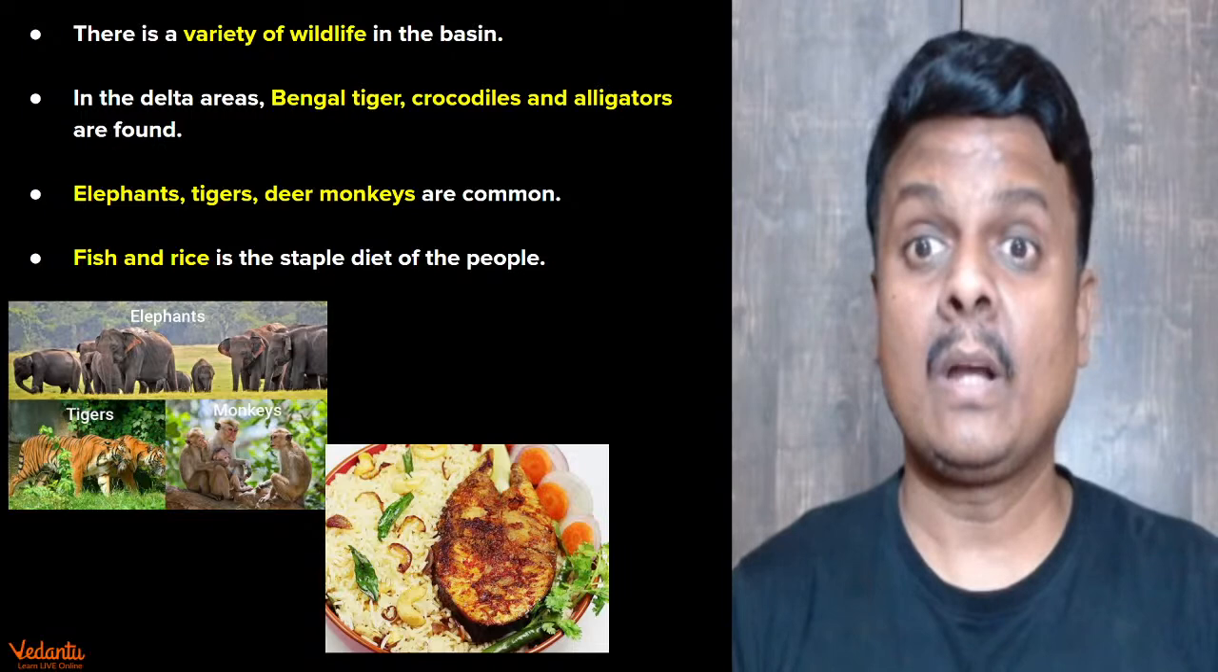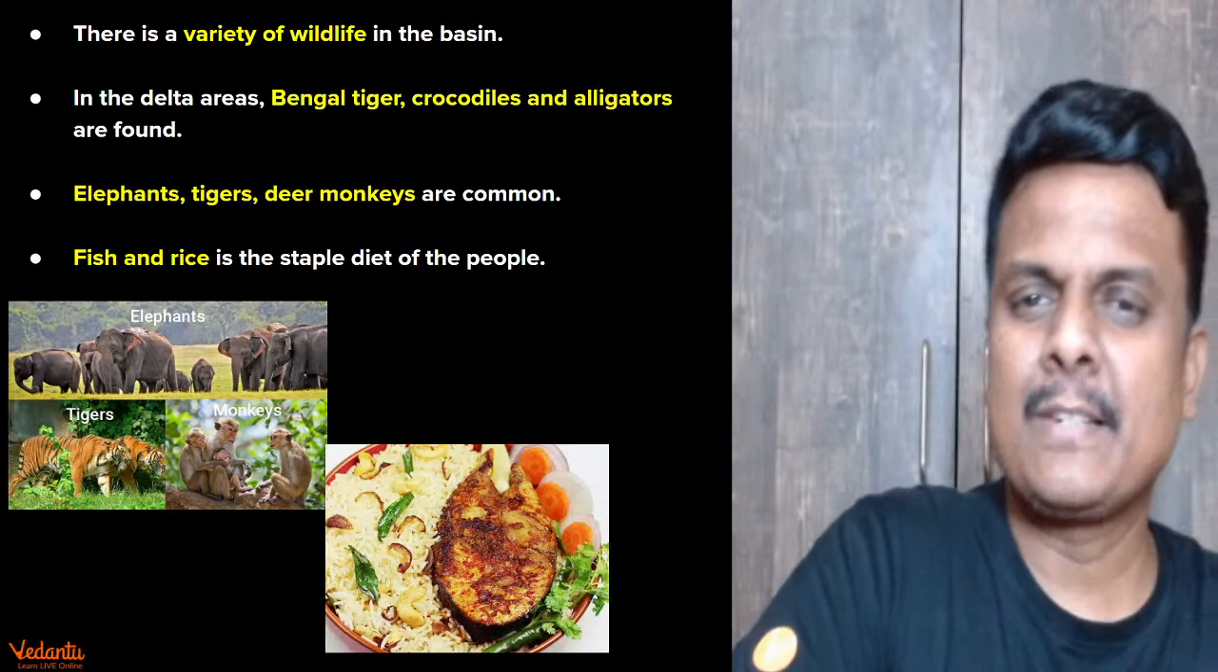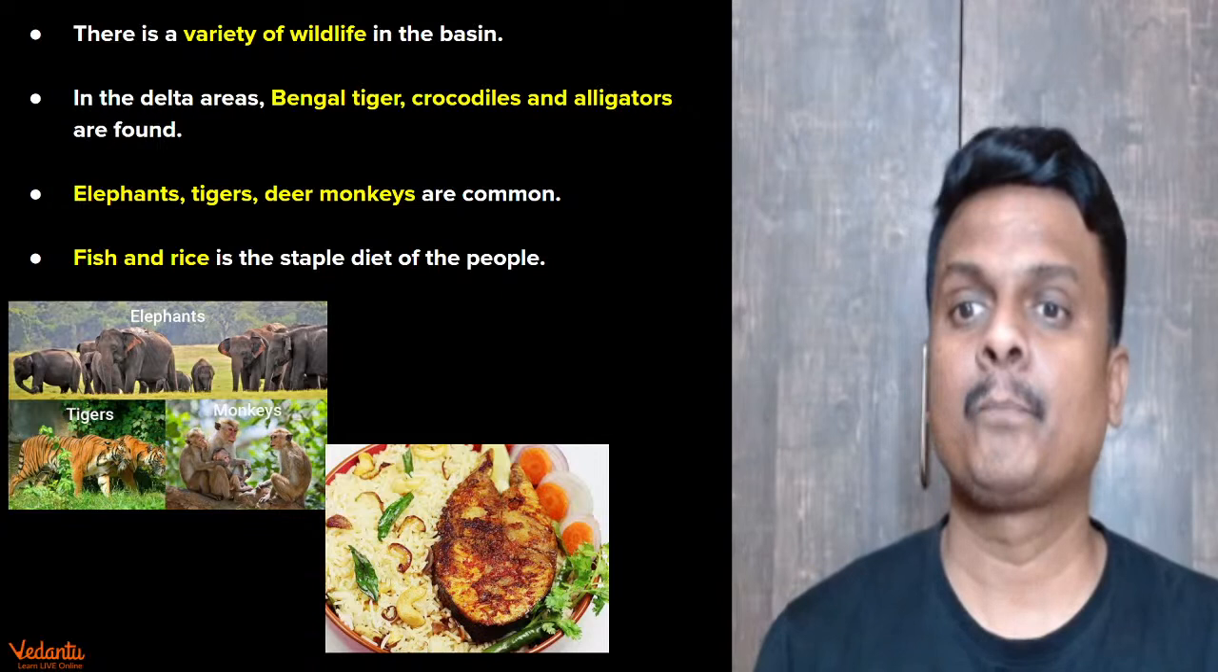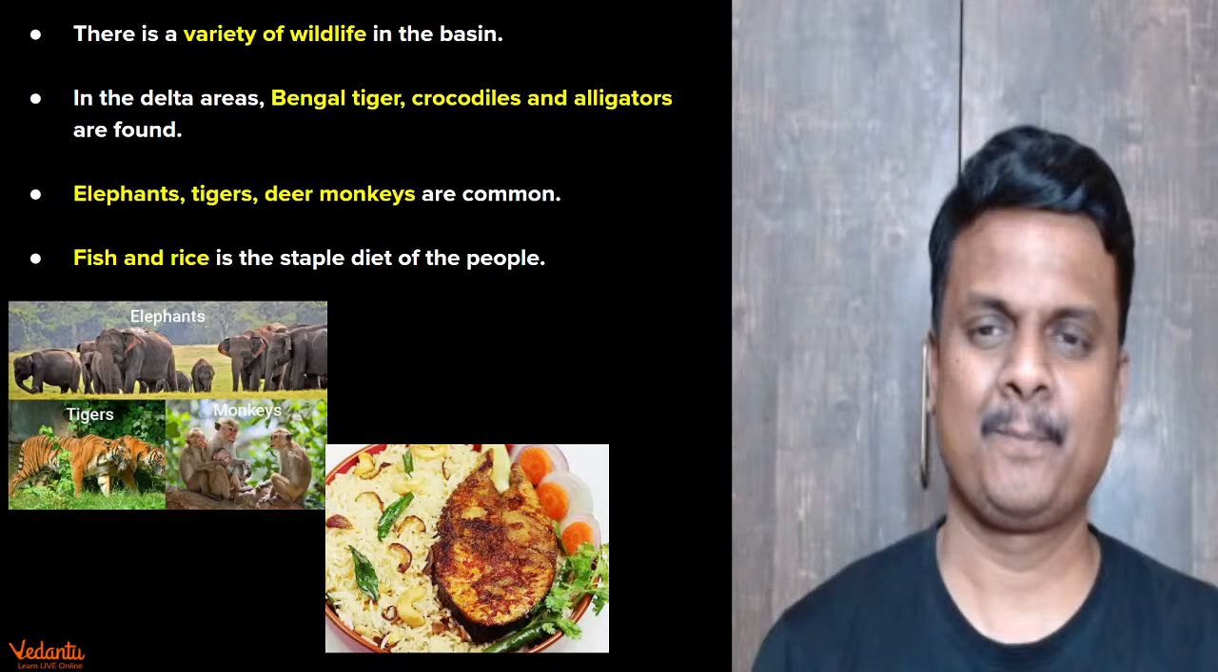Perfect. So what do we have in our Ganga Brahmaputra basin, guys? We typically have the Bengal tiger, crocodiles, alligators, elephants, tigers, deer, and monkeys are common. Fish and rice are typically the staple diet of the people.